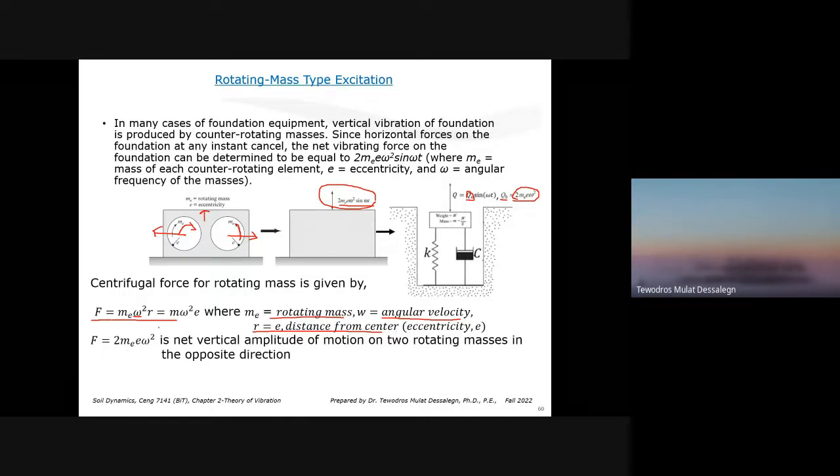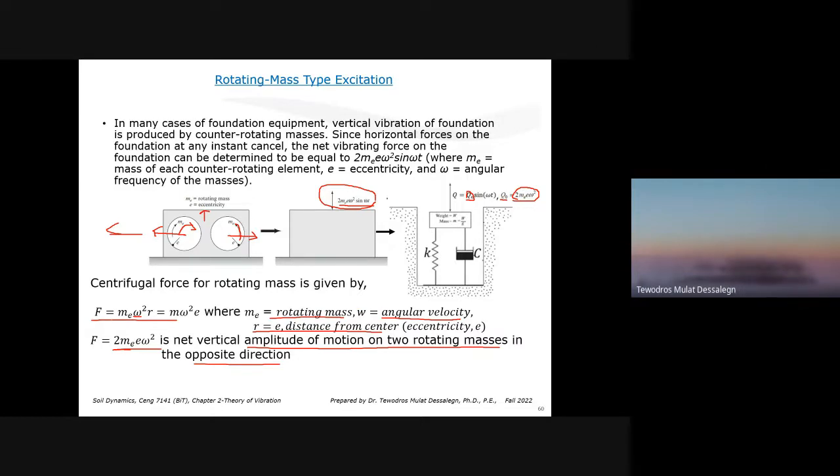Then the two forces, when they add up vertically but cancel out horizontally, they are inward usually and they cancel out. 2 m e means one from each mass. Two of them added together, so 2 m e omega squared is the vertical amplitude of the force from two rotating masses in the opposite direction. If they are rotating in the same direction, you don't get this, because you'll have horizontal forces also. But if they are rotating in the opposite direction, the horizontals cancel out and the verticals get added.